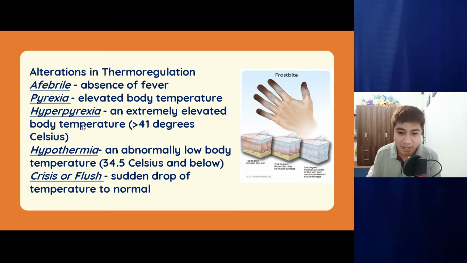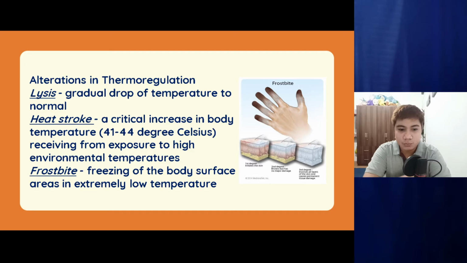Okay, next is your hypothermia. So, below 34.5 Celsius. You feel very cold. That is hypothermia. Your temperature is low. We also have the term crisis or flush, a sudden drop of the temperature to normal. So, you were suddenly hot, then it drops and returns to normal. That is your crisis or flush. Next, we have the lysis or the gradual drop of temperature to normal. Okay? So, gradual, little by little, lysis.